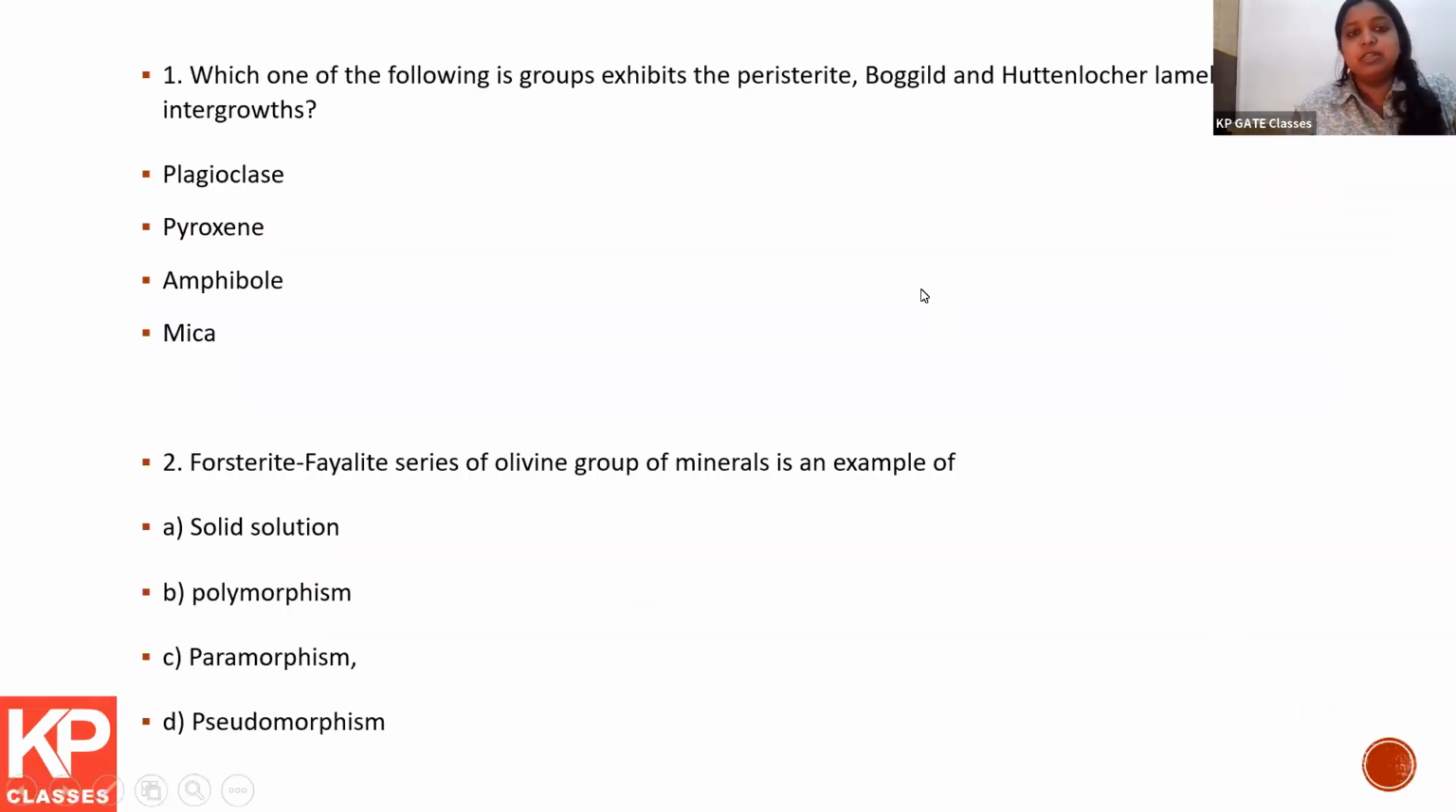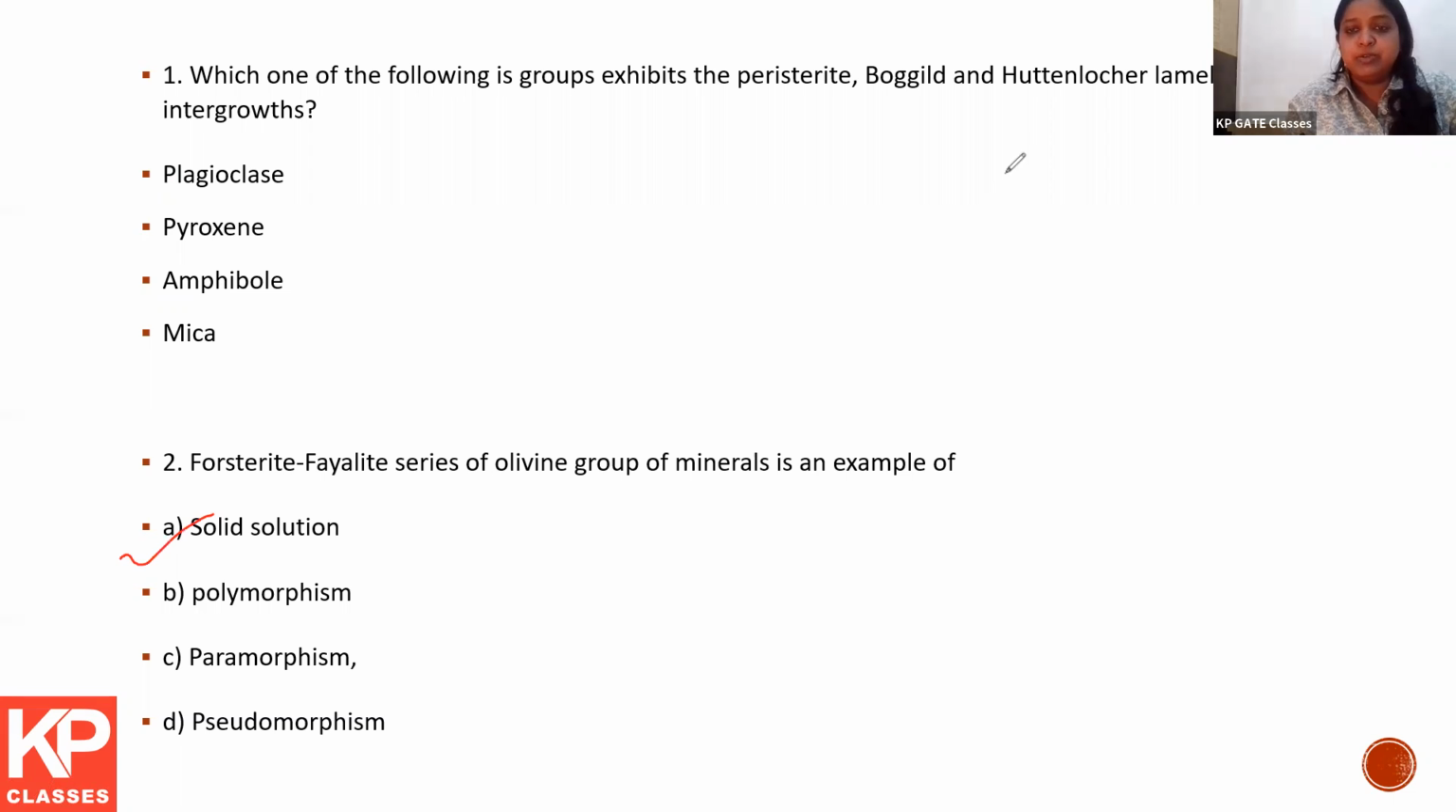First question: which one of the following groups exhibits peristerite, Bøggild, Huttenlocher lamellar intergrowth? Answer is plagioclase. It is associated with the albite, labradorite, anorthite series. Then the forsterite-fayalite series of the olivine group of minerals is an example of solid solution. These are very easy, direct questions.